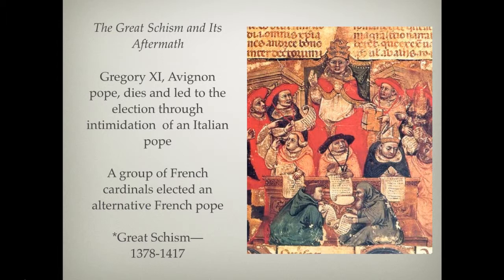Well, then a group of French cardinals says, man, that's not right. You're forcing the election of an Italian pope. And so the French cardinals elect an alternative French pope. And so now you have two popes, one in Avignon and one in Rome, and both claim apostolic succession. Now everyone's like, what the heck is going on? No one really knows what the deal is.